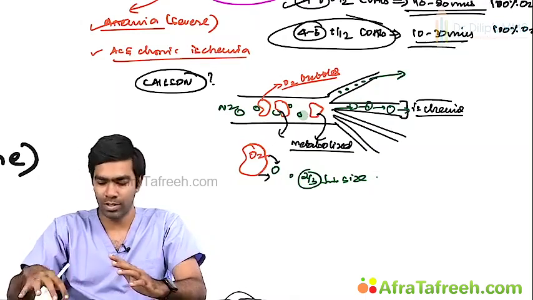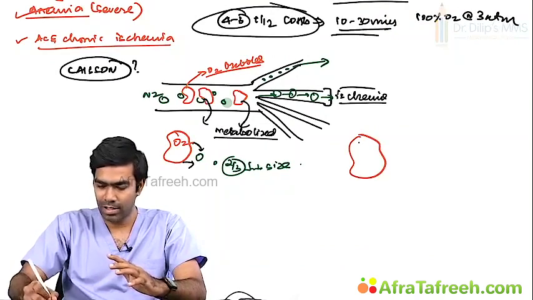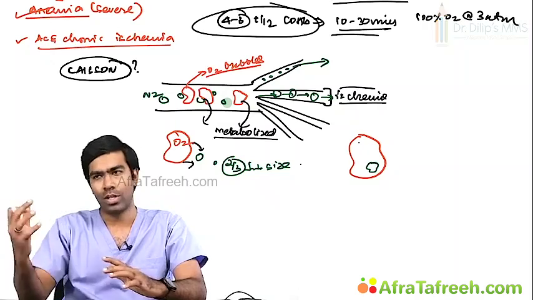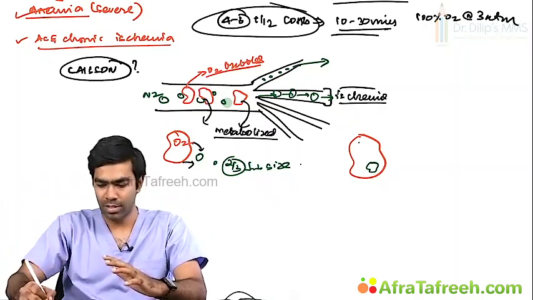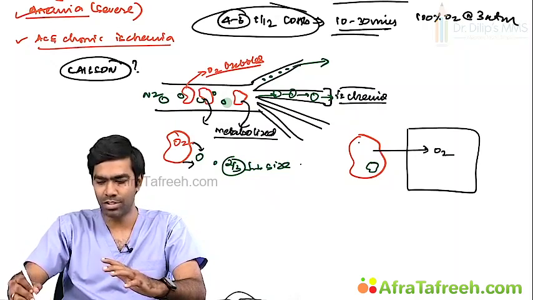The second mechanism by which it can work is that the oxygen bubbles can take the nitrogen bubbles within them. Once the oxygen bubbles take in the nitrogen bubbles, this will be utilized by the cell. They will take the oxygen as such, and along with it they will take nitrogen also, and both will be metabolized.